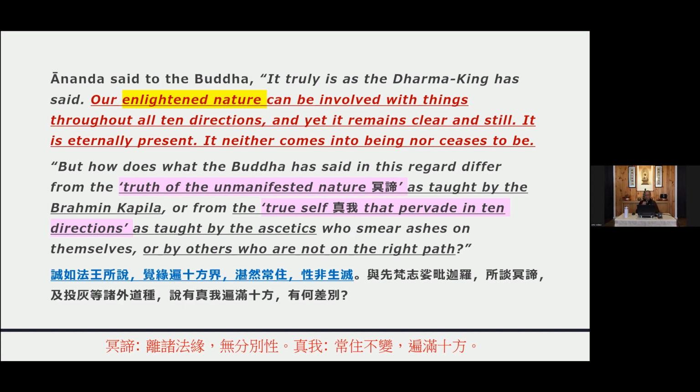So Ananda says, when I face the disciples, I need to explain to them, but Buddha, please tell me, what is the difference between the true nature, the pervasive, clear and still, eternally present? Those explanations sound so similar to when Kapila tried to explain the truth of the unmanifested nature, and also the so-called true self that pervades the ten directions.